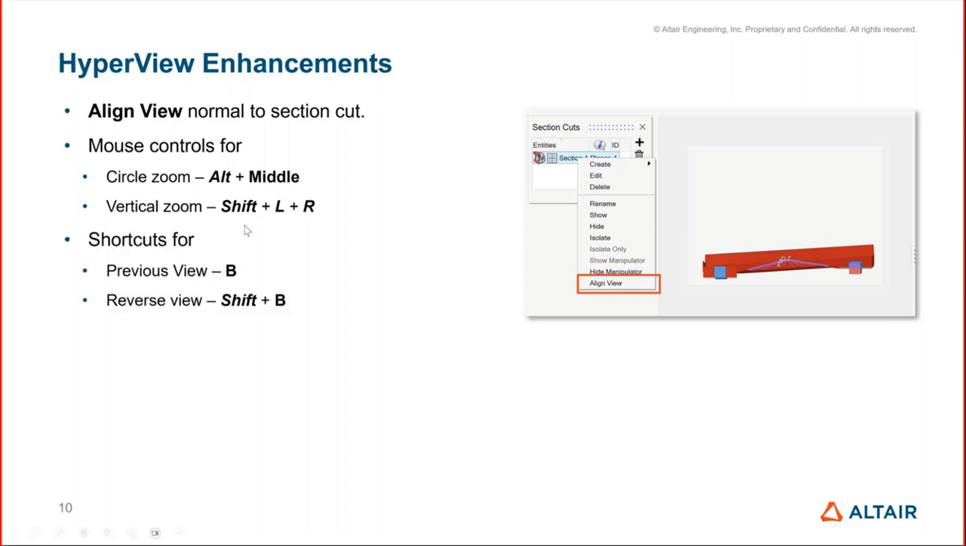The next one is shortcuts for previous view and reverse view. Again, these were available in the classic user interface, so we have now introduced them here in the new user interface. They can be accessed through the shortcuts B and Shift plus B.